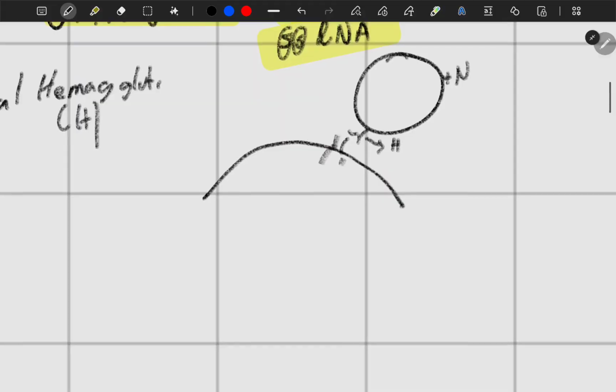Then we have this acidification within the endosome. So hemagglutinin undergoes a conformational change, uncoating the virus and releasing the viral RNA into the cytoplasm.